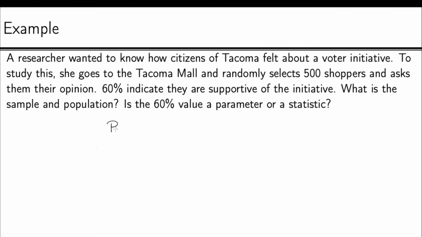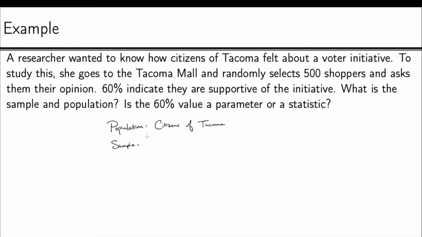So we'll talk first about our population and sample and identify those. That's always going to be kind of your first step in either designing a study or analyzing a study. So our population is the group that we actually care about knowing something about. And this specifically tells us that our researcher wants to know how citizens of Tacoma feel about a voter initiative. So the citizens of Tacoma, that's our group of interest here. So our population is citizens of Tacoma.